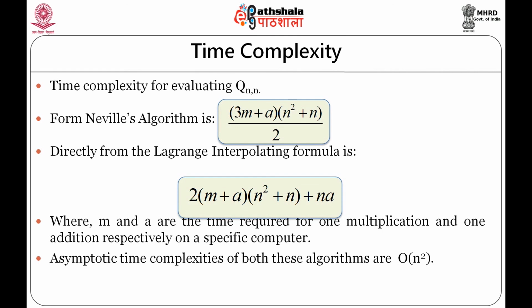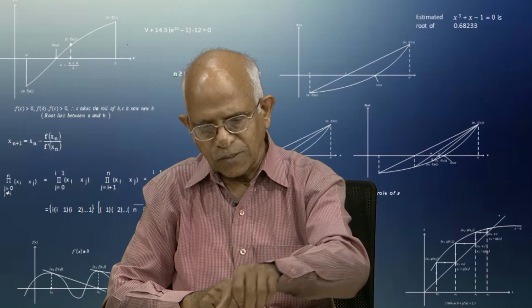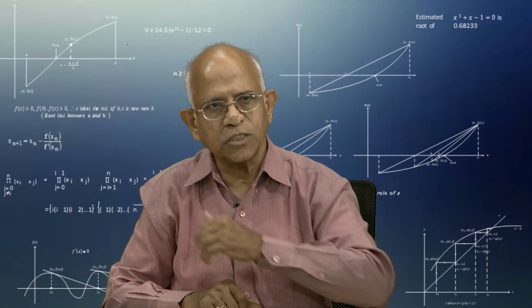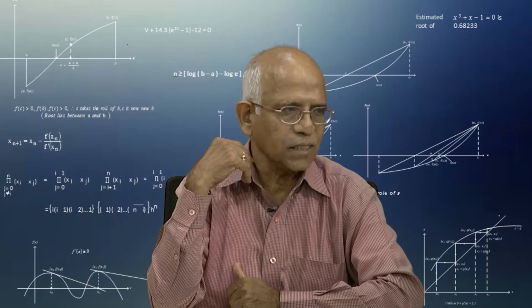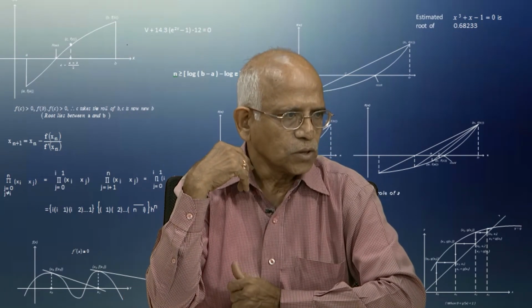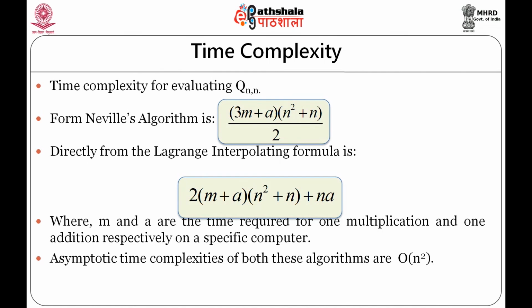Lagrange interpolating polynomial, then I will be requiring 2 into (m plus a) into n square plus n time, plus n into a, because there will be a number of additions we will have to do for all the terms. For calculating each term I will need some time, and then for calculating the sum of all the terms I will need some time, that is n a additions I will have to do. So, asymptotic complexity, if you take it, then both are order n square.